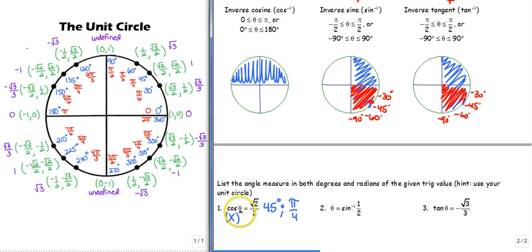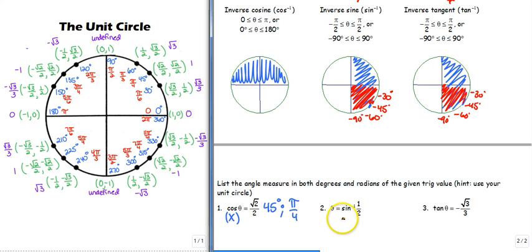Now here we can see that's cosine of theta, so I'm solving for that angle measure. We know that these two notations are the exact same thing, saying cosine of theta is equal to that ratio, or theta is equal to the inverse sine of the ratio. So those are two different ways to write just solving for your angle measure.